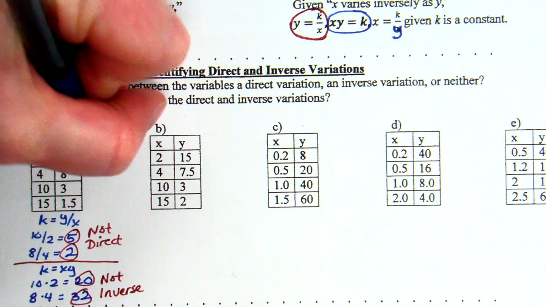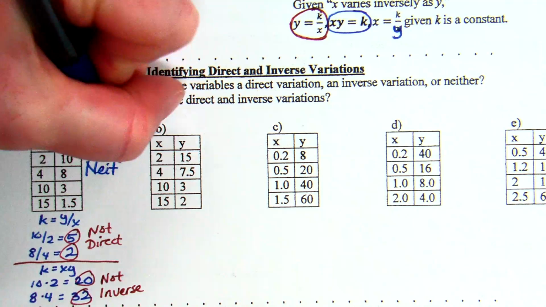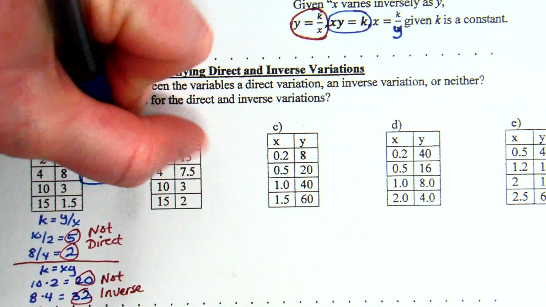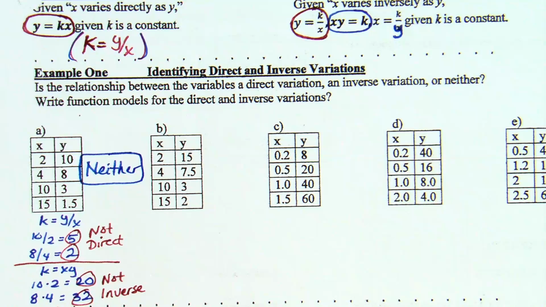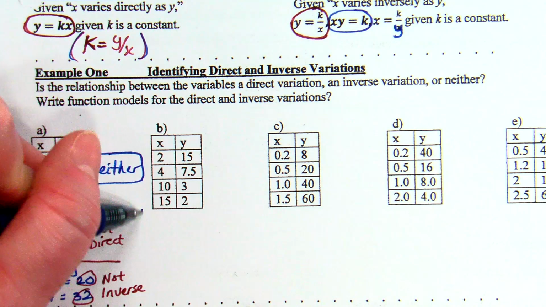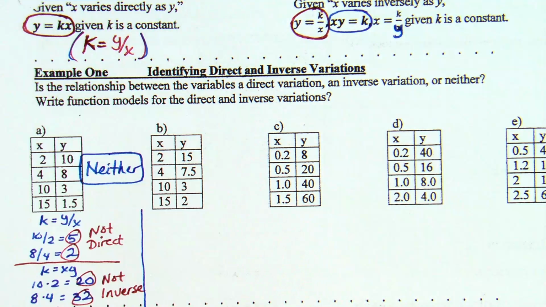Our best answer is neither. So the two things you're checking, guys: if my numbers divide and I always get the same result, we have an example of direct. If my numbers multiply and I always get the same result, I have an example of inverse. If neither happens, then it's neither. It's not direct, it's not inverse, it's just a random set of ordered pairs.